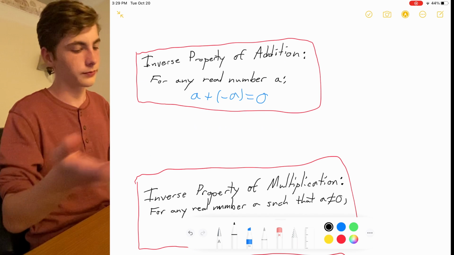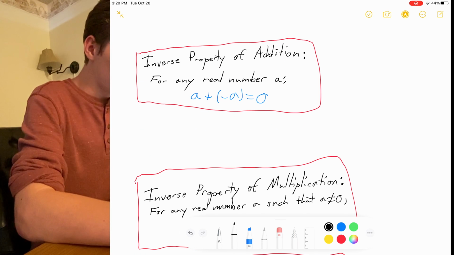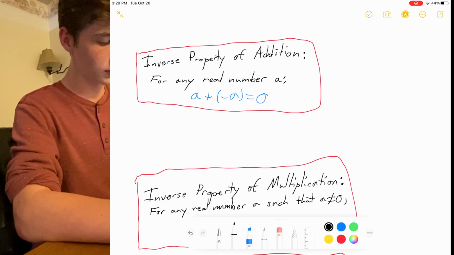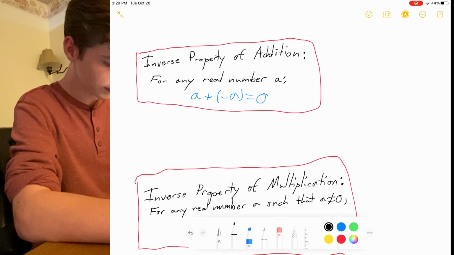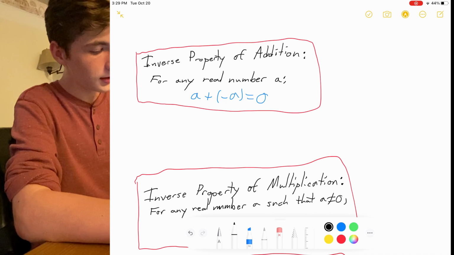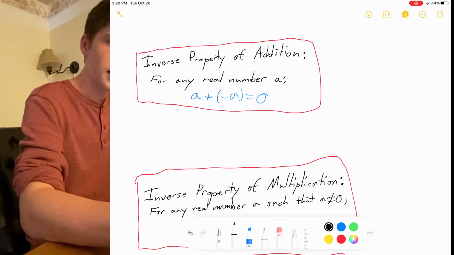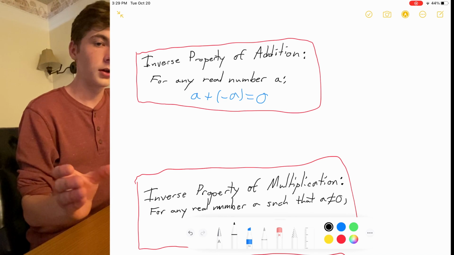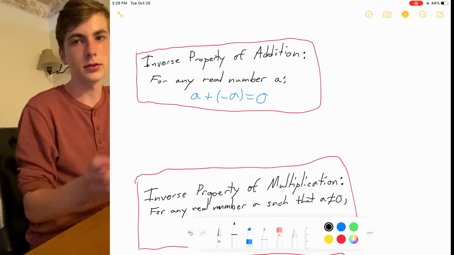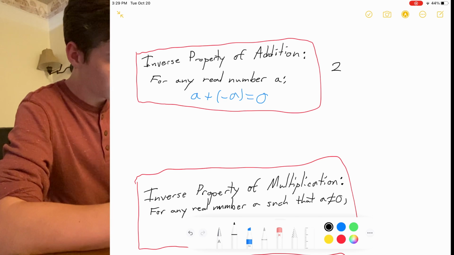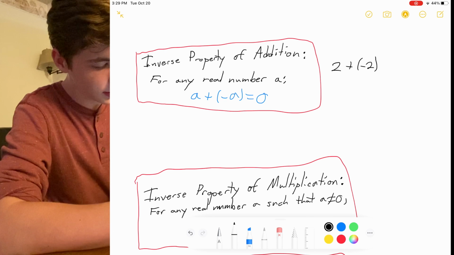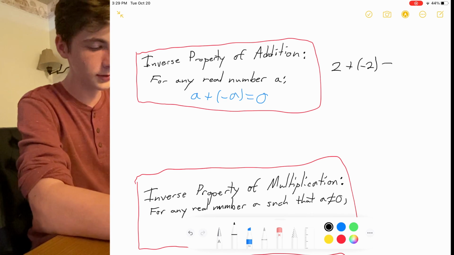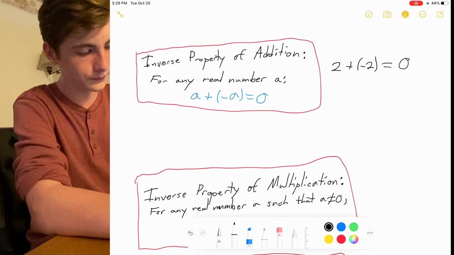Or 0. So the inverse property of addition says that for any real number a, a plus negative a is going to equal 0. In other words, any number plus its negative is going to cancel out and become 0, which then if we add something, it's going to do nothing, right? So if I have 2 and I add a negative 2, those 2's are going to cancel each other out, and so we're going to get 0.